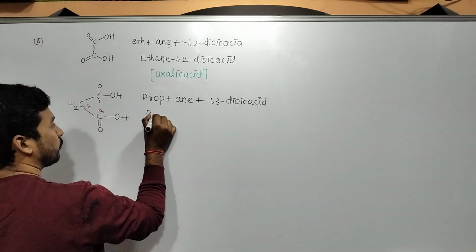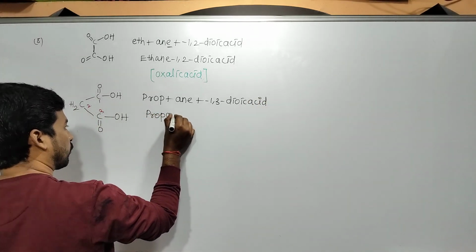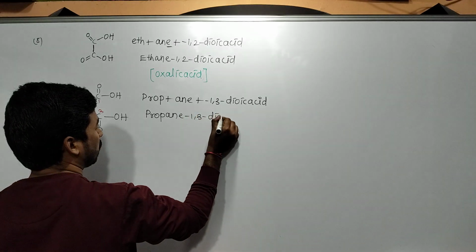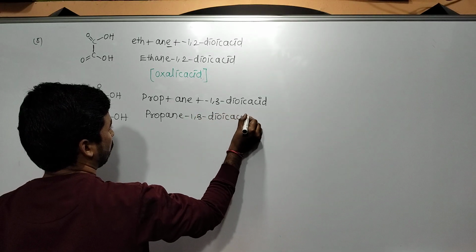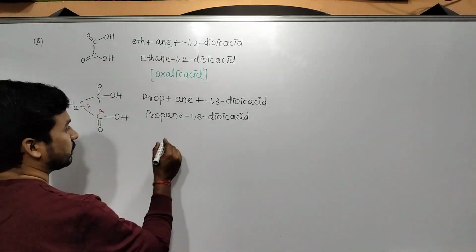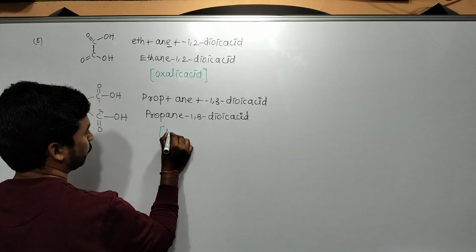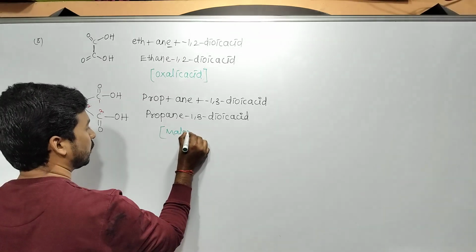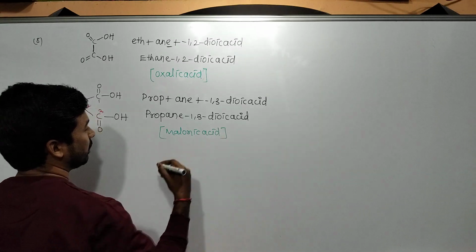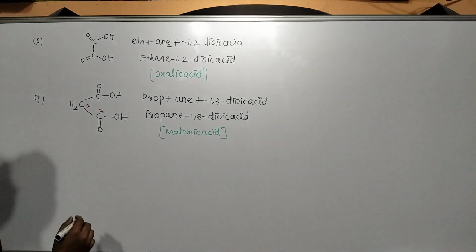Propane 1, 3 dioic acid. The common name for this one is malonic acid. Next.